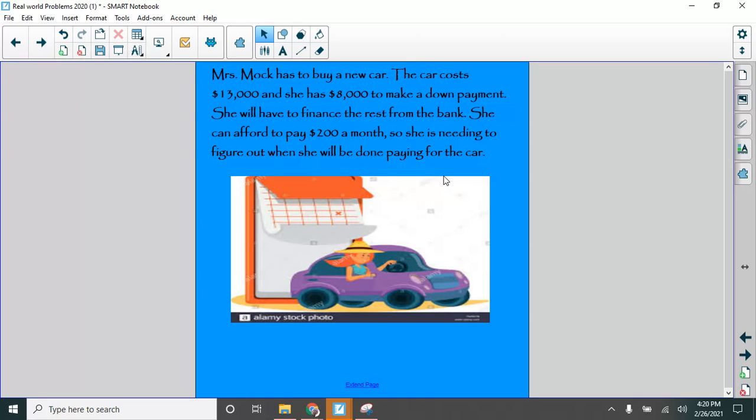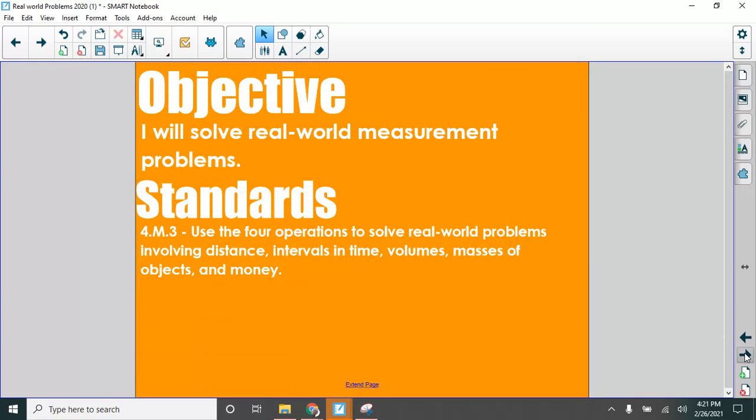We're not going to go through this problem, but I want to show you that this is the type of math problem that you will need to be able to figure out. If you want to own a car and drive a car when you are older, you're going to need to make decisions like this. So word problems about time and money and distance are definitely something that you need to be able to accomplish. And we're going to be working on that here today. We're going to be solving real world measurement.